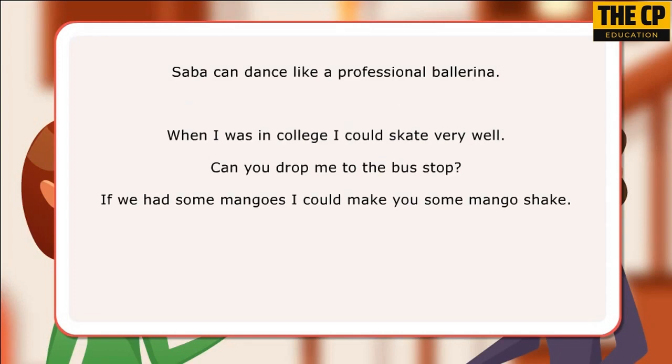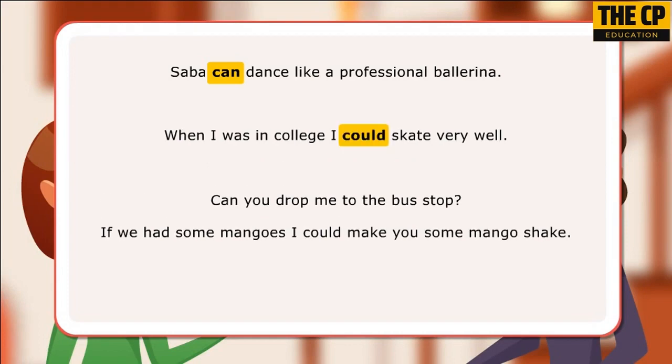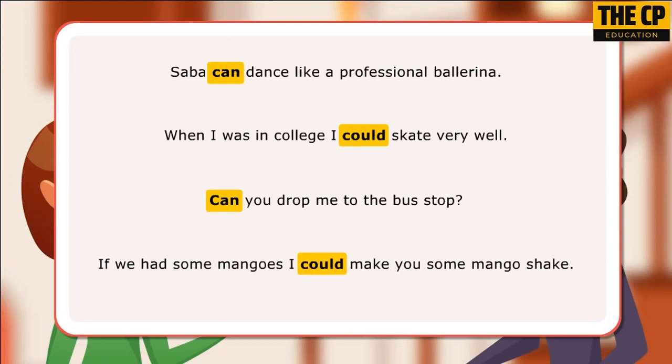In the first sentence, can has been used to show ability. In the next sentence, could has been used to show past ability. In the third sentence, can has been used for a request. In the last sentence, could has been used in a conditional sentence.